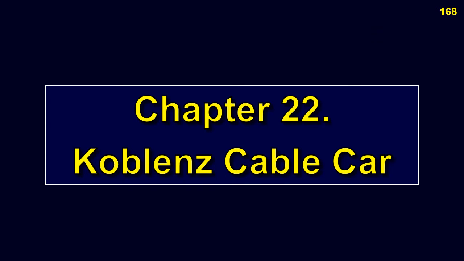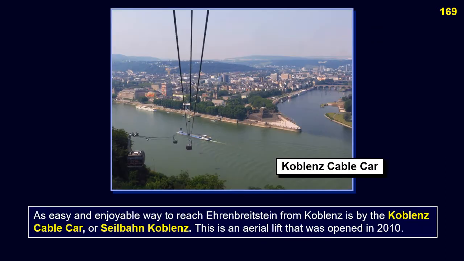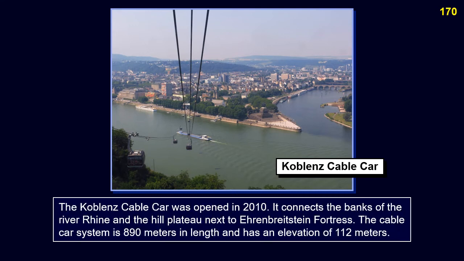Chapter 22. Koblenz Cable Car. An easy and enjoyable way to reach Ehrenbreitstein from Koblenz is by the Koblenz Cable Car, or Seilbahn Koblenz. This is an aerial lift that was opened in 2010. It connects the banks of the River Rhine and the hill plateau next to Ehrenbreitstein Fortress.